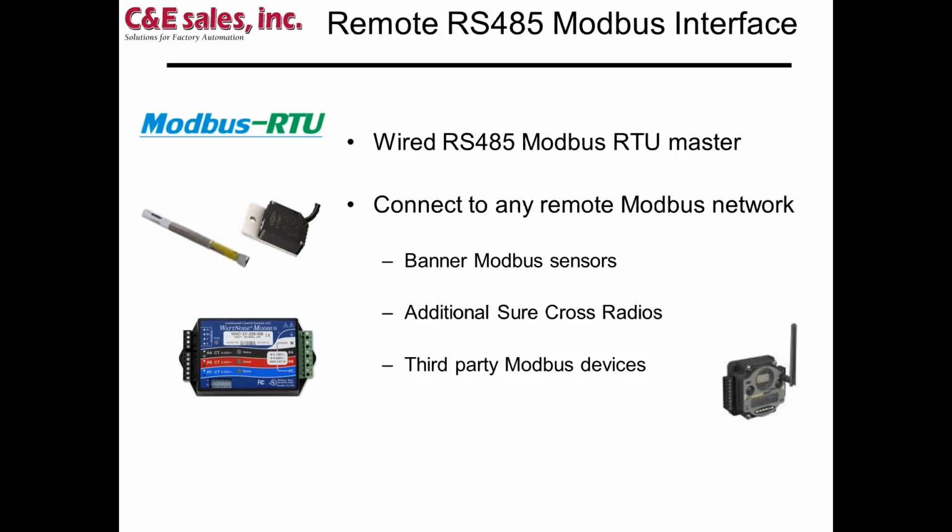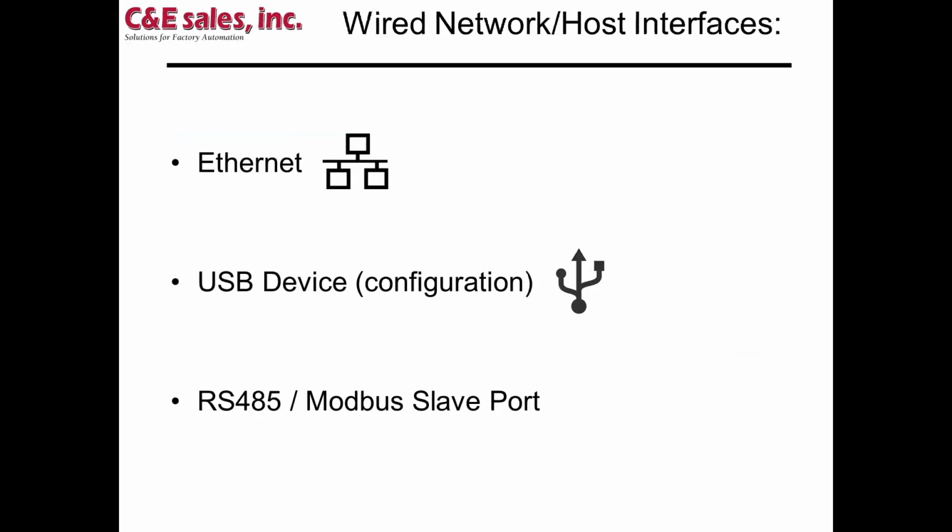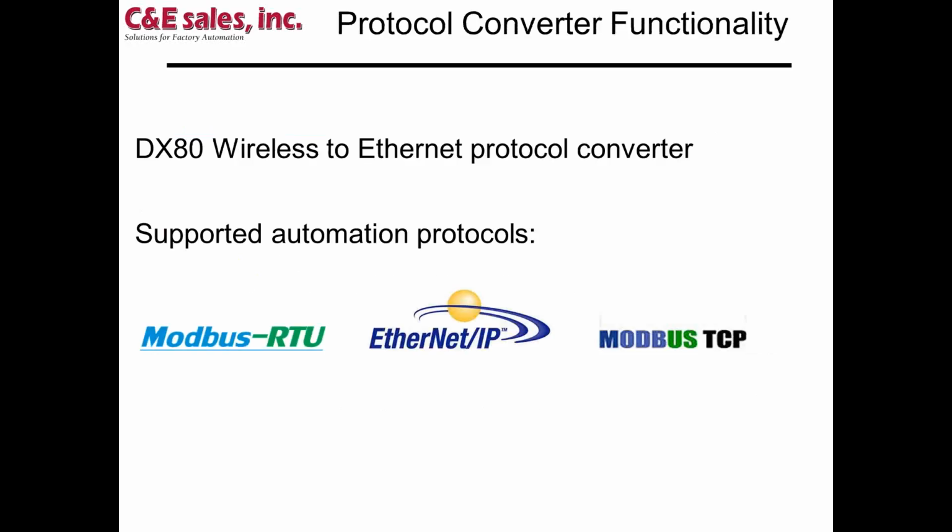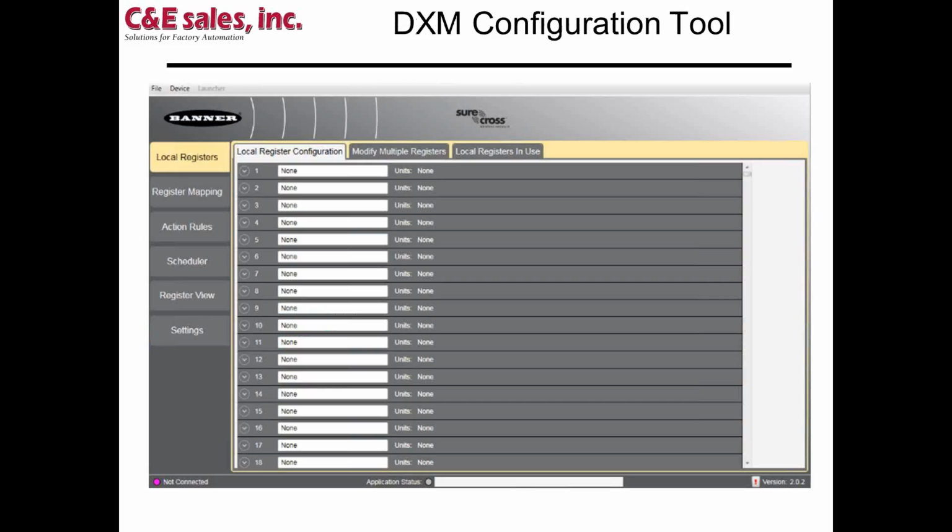Again, we said there's a wired RS-485 interface, so you can bring in wireless Modbus devices and wired Modbus devices directly into the DXM100. Again, you've got an Ethernet port, a USB port, and this RS-485 Modbus slave port on board. Protocol converter functionality: you can actually convert the DX80 wireless signal to an Ethernet protocol in this DXM100. Supported automation protocols are Modbus RTU, which is serial 232 or 485, EtherNet/IP, and then Modbus TCP. Here's a quick snapshot of the DXM Configuration Tool. We will go into pretty good detail on that tool at the end.